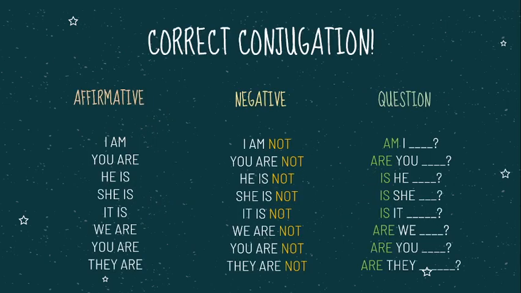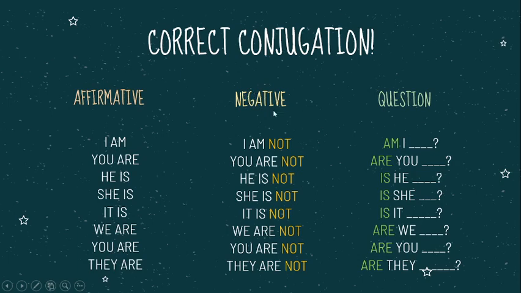Let's start with the affirmative form. Let's pronounce. We say, I am, you are, he is, she is, it is, we are, you are, and they are. So what does it mean? That we have three forms in the conjugation of the verb to be: am, are, and is. And we have to use that form depending on the person that is the subject of the sentence.